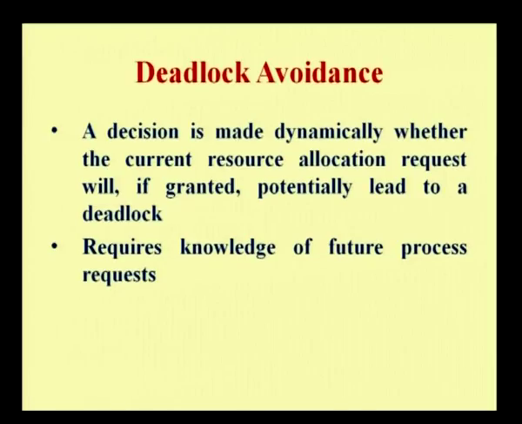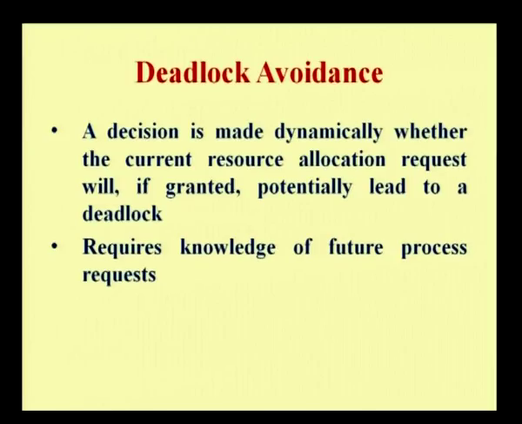Now let us go into the second topic, deadlock avoidance. How to avoid a deadlock situation. Let me read out deadlock avoidance: a decision is made dynamically whether the current resource allocation request will, if granted, potentially lead to a deadlock. It requires knowledge of future process requests. What does it mean? Requires knowledge of future process requests.